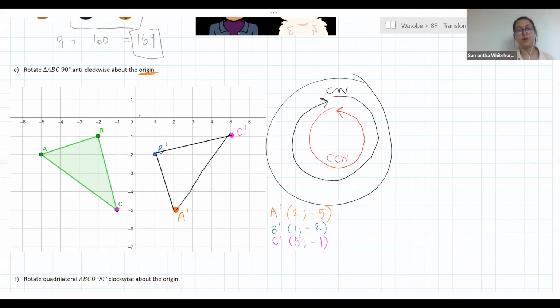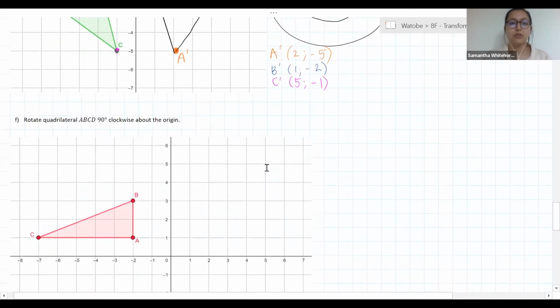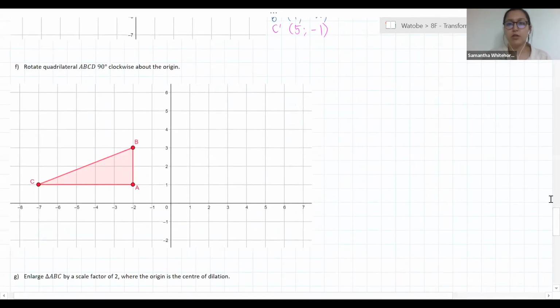Okay, I'm hoping we all have our screenshots. I'm going to move on to the next question here. So question F is still a rotation, still working with 90 degrees, but now we're going clockwise. So we know that now means a change of direction. Clockwise means following the clock hands. So I'm going this way. I'm moving into the next quadrant.